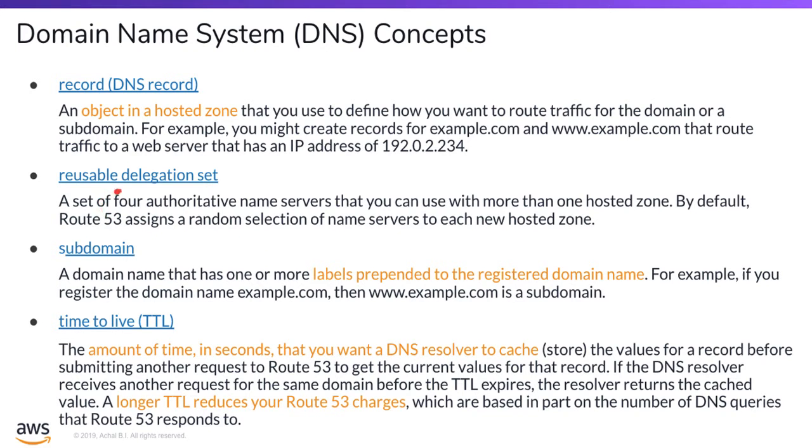There is something called a reusable delegation set. These are the four authoritative name servers which are part of one hosted zone, and which can be reused or reassigned for a new hosted zone. Subdomains are basically labels which are prepended to the registered domain name. In this example, www.example.com, www is the subdomain.